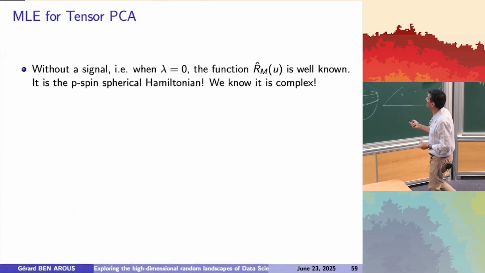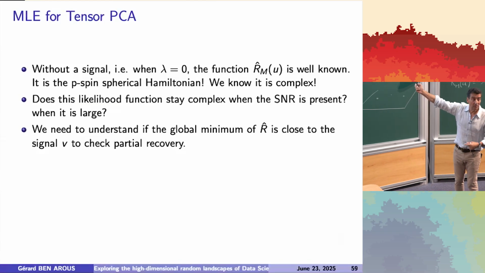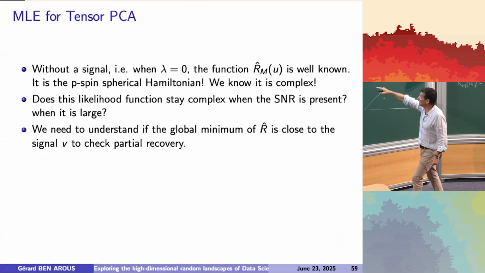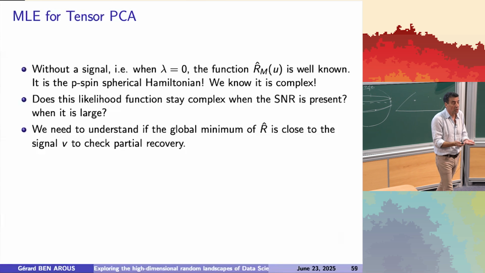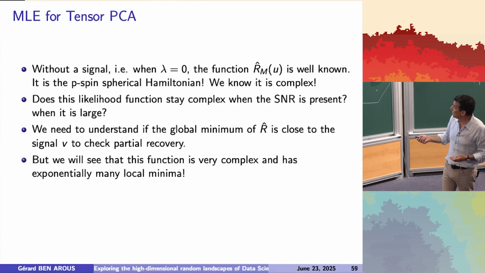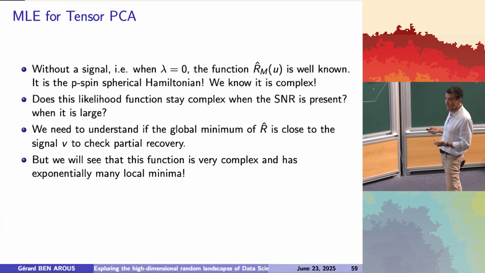So what we have to understand is whether the global minimum of this function will be close to the signal, to check if we have partial recovery, or very close to the signal, or not. So this function is in fact very complex and has exponentially many local minima.